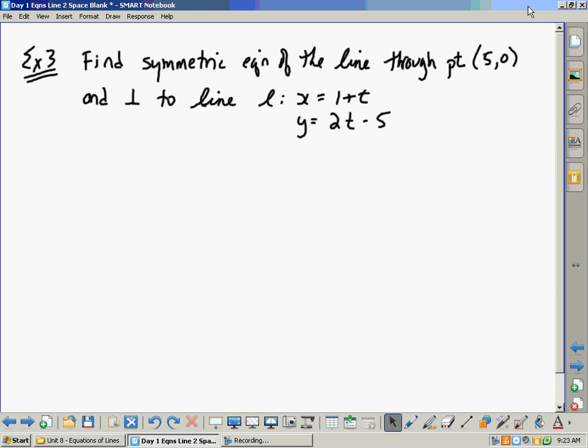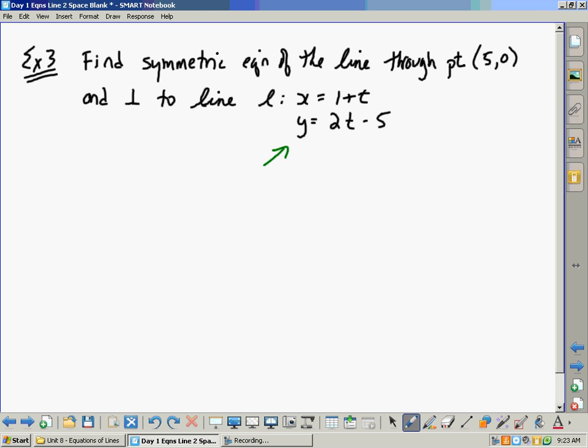So I'd like you to find the symmetric equation. I could have asked you the vector equation or the general equation or any of the other ones. Through a given point, in this case the point is 5, 0. And instead of just telling you a direction vector, I'm going to tell you something about the direction vector. I'm going to tell you that it's perpendicular to this line. So this line here has its own direction vector. It's not the same as the one I want. Mine's going to be perpendicular to it. But first, let's figure out what the direction vector for this one is.